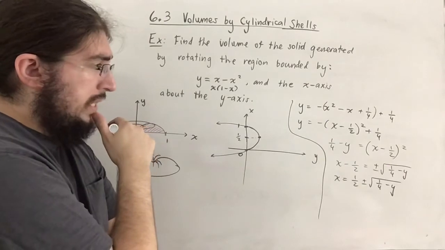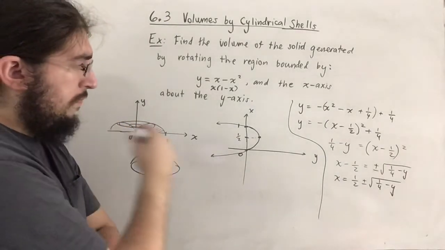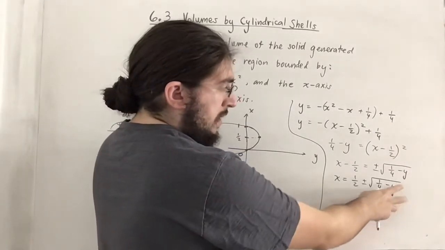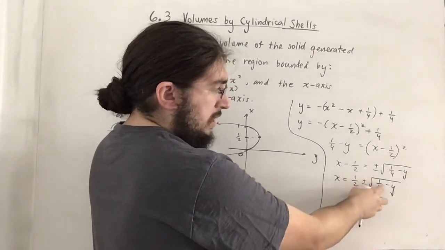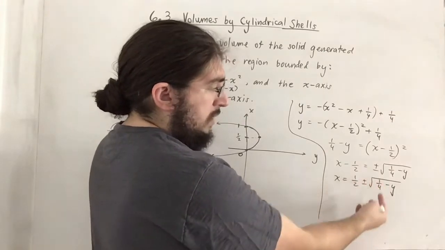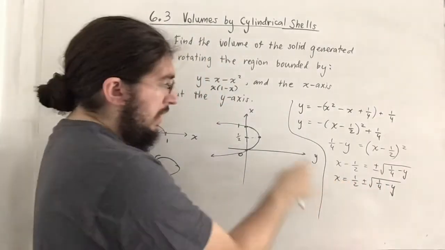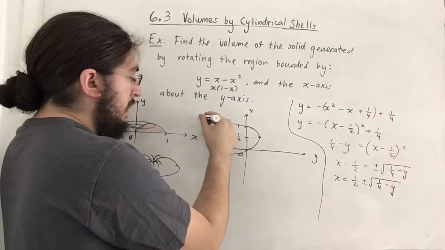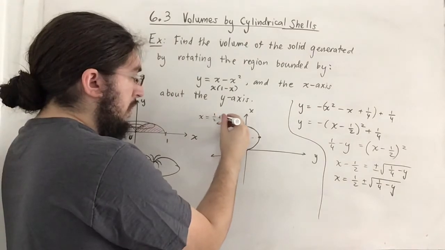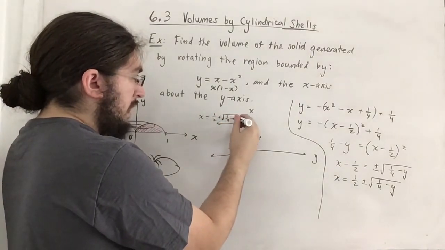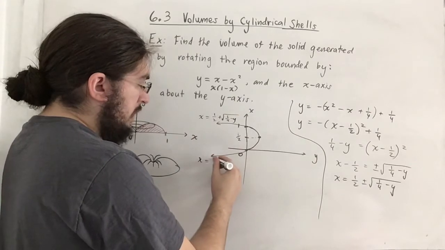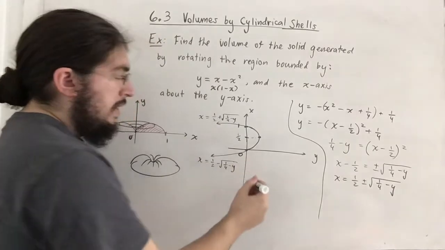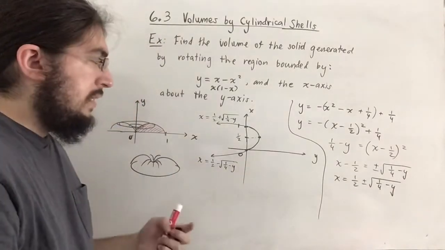In fact, I guess we can plug in values to see which one's which. For example, if we plug in y equals 0, that cancels and we get 1/2 plus or minus the square root of 1/4, which is 1/2 plus or minus 1/2, which is either 1 or 0. If it's plus, it's positive 1, and if it's minus, then it's 0. So this one up here is x equals 1/2 plus the square root of 1/4 minus y, and this one is x equals 1/2 minus the square root of 1/4 minus y. Awesome. A little complicated, but still doable.